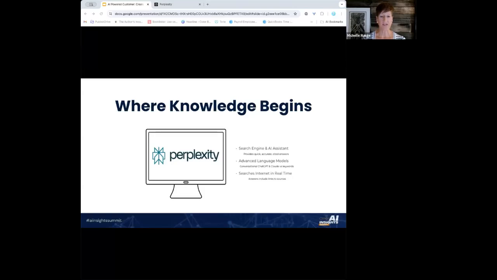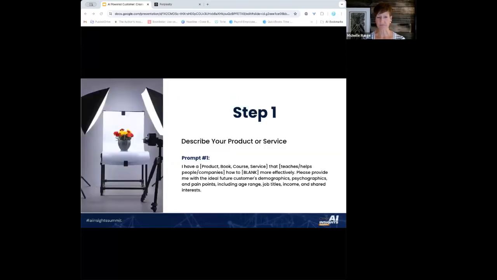All right, so what we're going to do is this. We're going to start out by giving Perplexity a prompt. Okay. Now, a prompt essentially is directions that we're going to give Perplexity to say, hey, here's what we're going to do. And this is the information that I want. So what I have on the screen is what's called a templated prompt. So you see where I have brackets around product, book, course, service. And what we're going to do is we're going to fill that in.